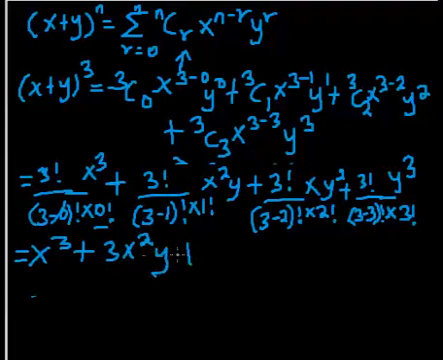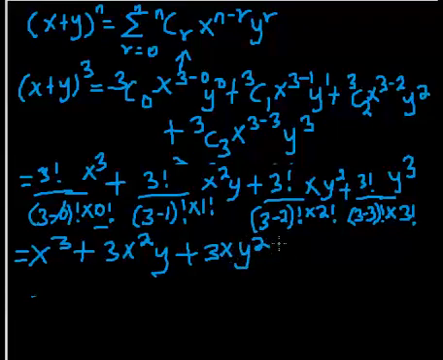Okay, let's see how it works here. 3 factorial over 2 factorial times (3 minus 2) factorial, that's 1 factorial, which is 1. And of course 3 factorial over 2 factorial is 3 times 2 factorial over 2 factorial, so the 2 factorial cancels. So I'm still left with 3x raised to the power of 1, then y raised to the power of 2.